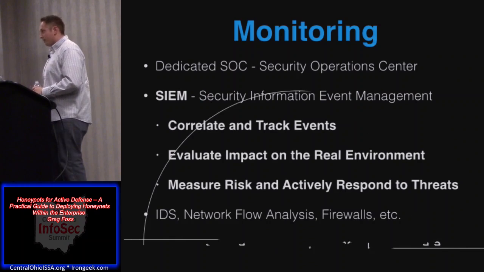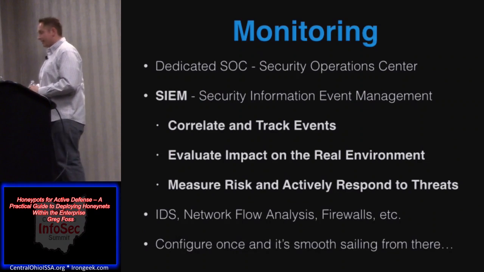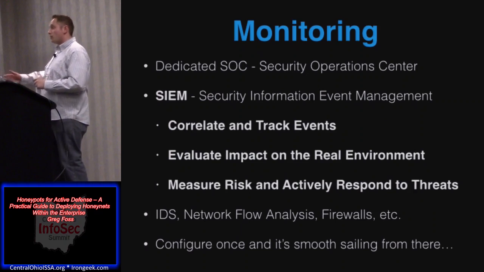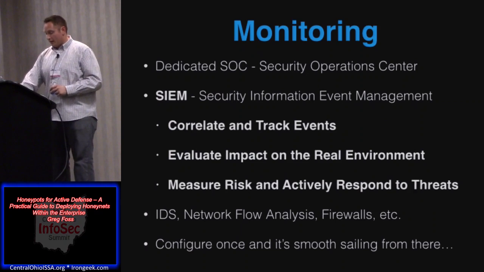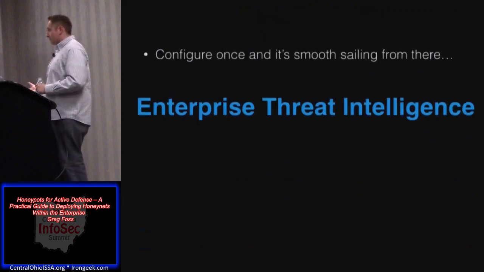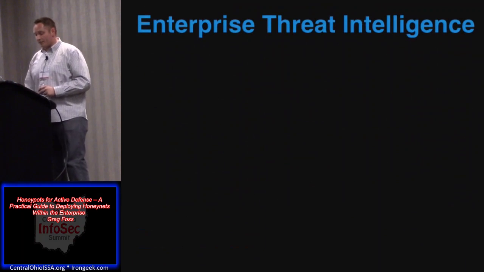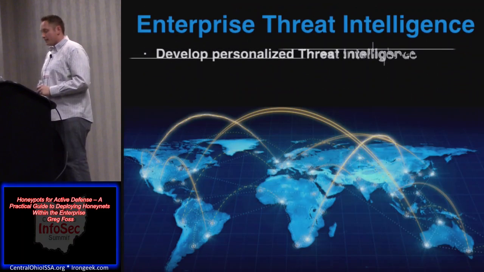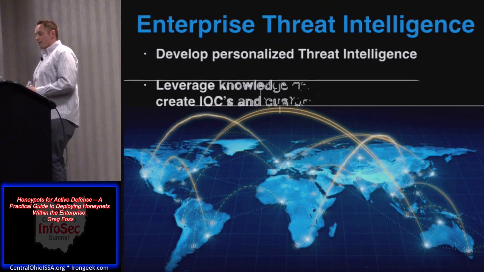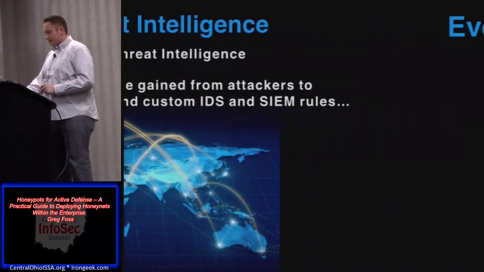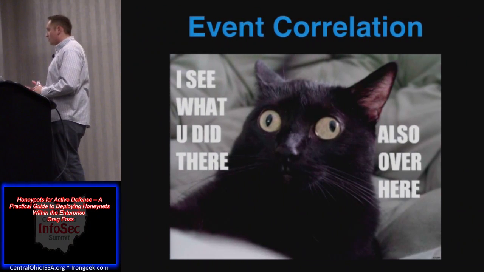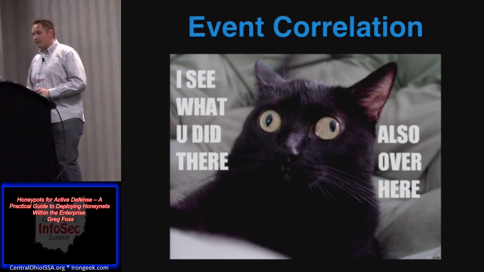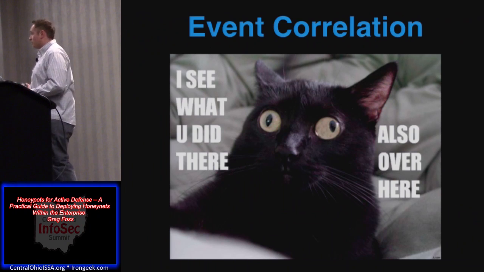You also want to have other layered security controls like your IDS, your network flow sensors, firewalls, all these other things in place so you can fully monitor this stuff. And basically, once it's set up, it's pretty easy to maintain going forward. And so you can actually build your own threat intelligence data using this. You can develop IOCs, custom IDS and SIEM rules, all sorts of different things, all based off of event correlation. So taking the data at hand and actually using it to learn from attackers.